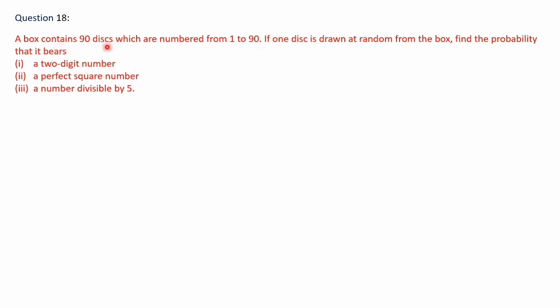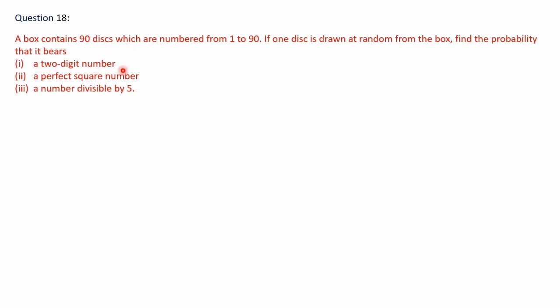Here a box contains 90 discs, numbered from 1 to 90, meaning each disc is numbered from 1 to 90, so in total there are 90 outcomes because there are 90 discs. So the total number of outcomes is 90. Let it be there in your mind. Then we will go for the favorable outcome calculation.